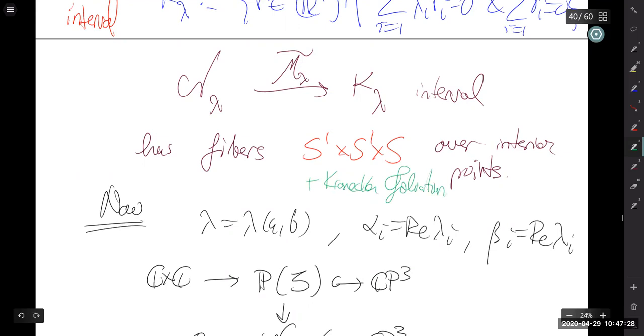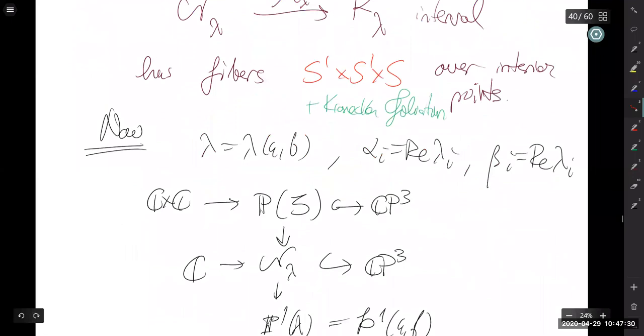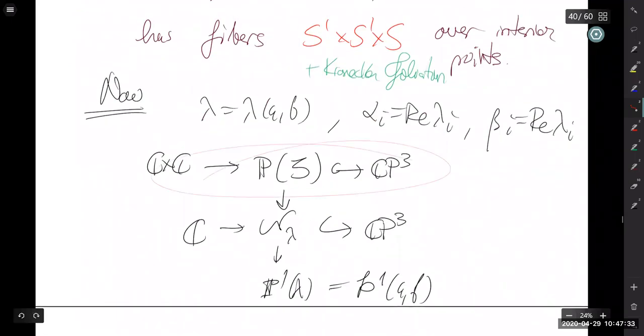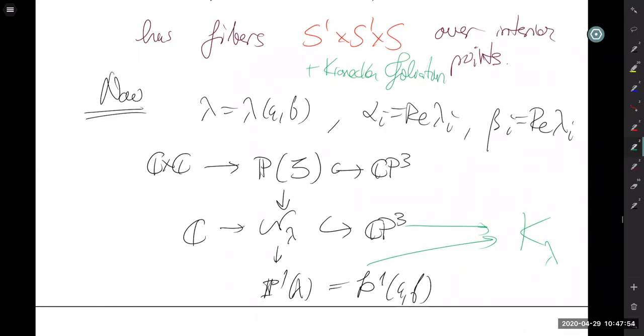So they are really quantum tori, and this is the situation. This is the projection into this. And this is the quantum P1. The inverse image, I have the moment map into the polytope. And the inverse image of a point is one of these tori with Kronecker foliations. So the inverse image is a quantum torus. This is the simplest possible example of the theory.